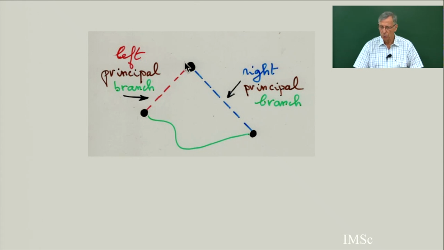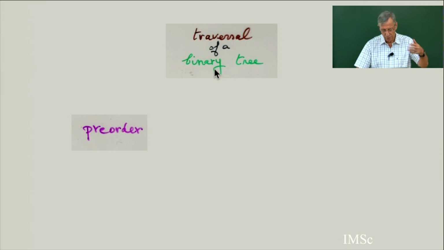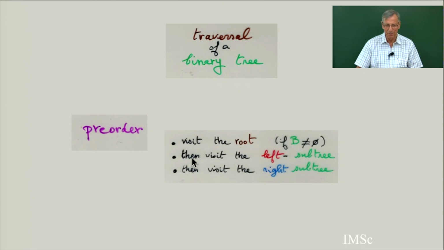We'll also need to follow the vertices of a tree in a certain order. There are two principal orders I will need, the traversals of a binary tree. There are two kinds. Pre-order means, first, it's a recursive algorithm to visit every vertex exactly once. First you visit the root, if the tree is not empty. Then you visit the left subtree, recursively by the same algorithm, and then you visit the right subtree.